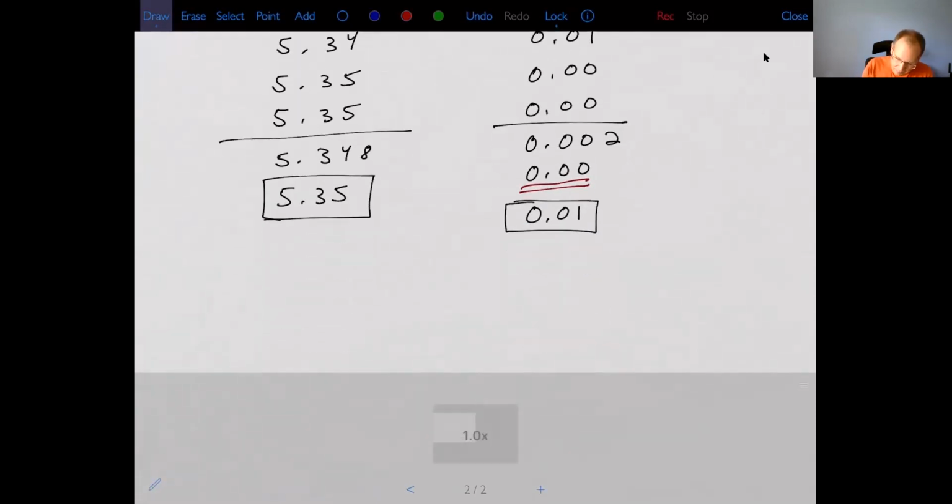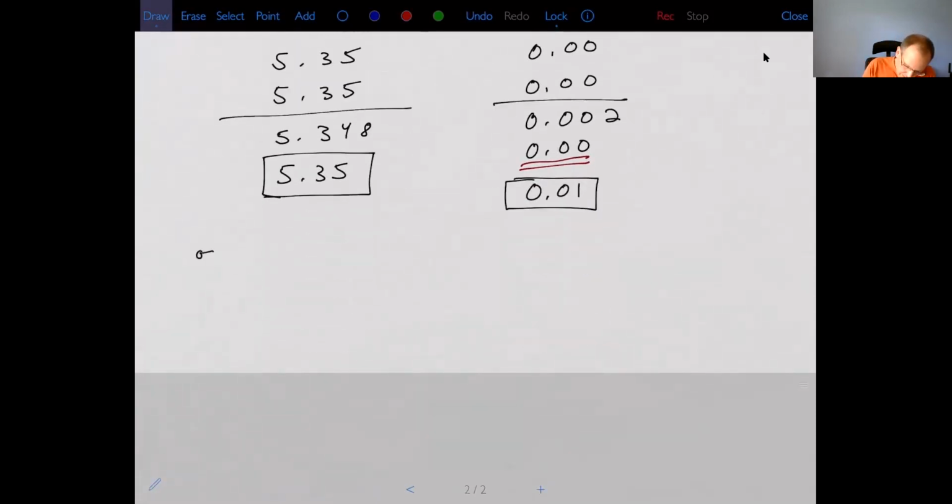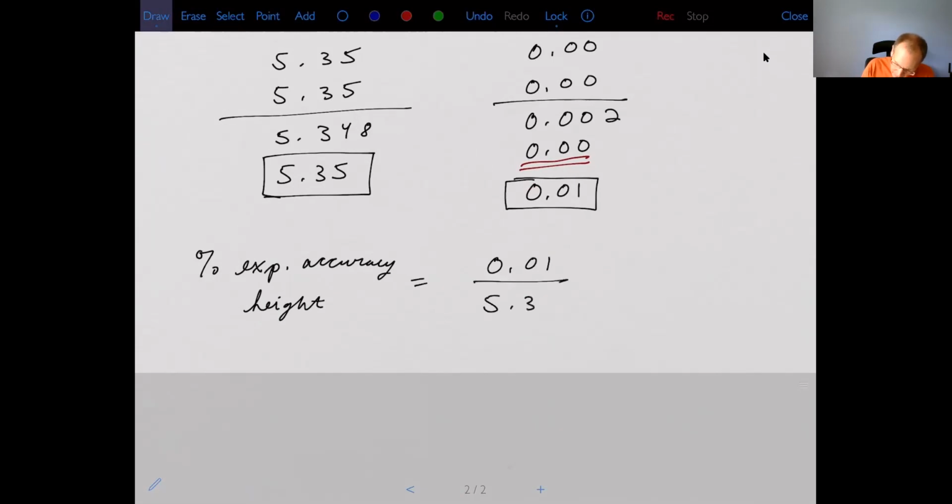So now the percent experimental accuracy for height would be, I'd use the 0.01 now, divided by 5.35 times 100. And if you work that out, I think it's around 0.19%. So less than 1%, which is great.